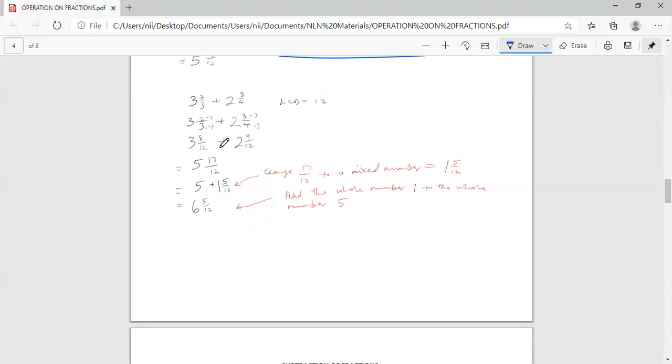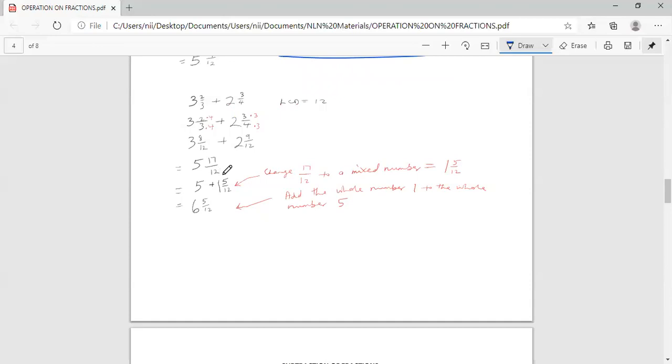Same denominators, I can add the numerators. So I have 17 out of 12. Add the whole numbers, I have 5. So I have 5 and 17 out of 12. But we can't leave 17 out of 12 this way because this is an improper fraction. So I have to convert to a mixed number.